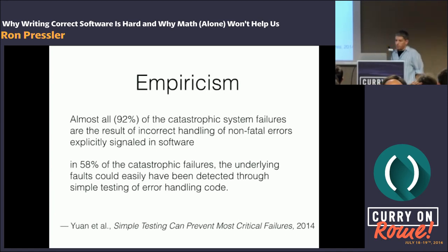One really beautiful example of empirical research is a recent study at the University of Toronto that discovered that a vast majority of catastrophic failures in large distributed systems is due to programmers not thinking enough about error handling code. The code is there, they just don't put much thought into it. And this is clearly a psychological effect.